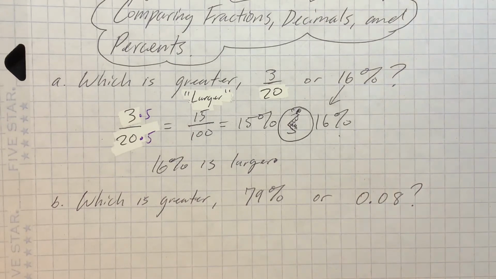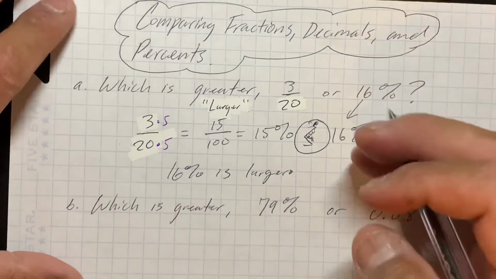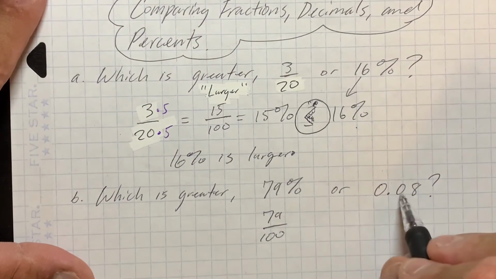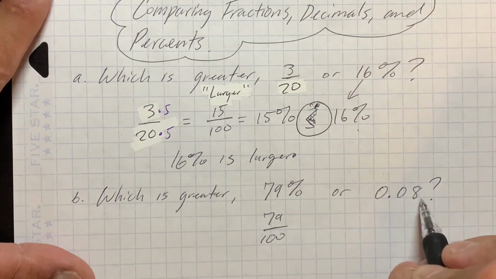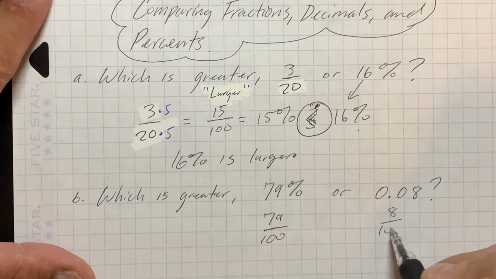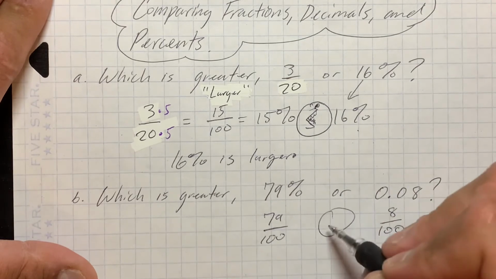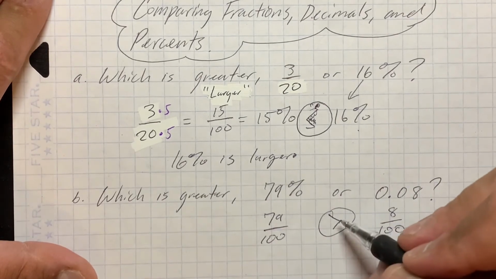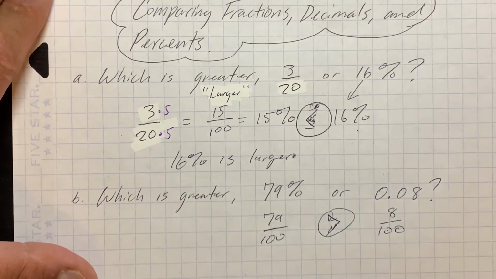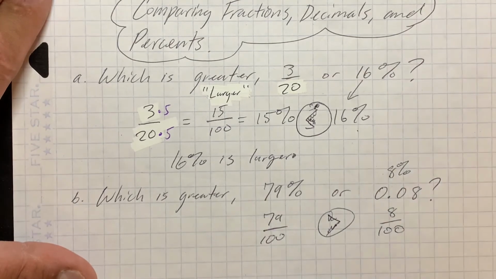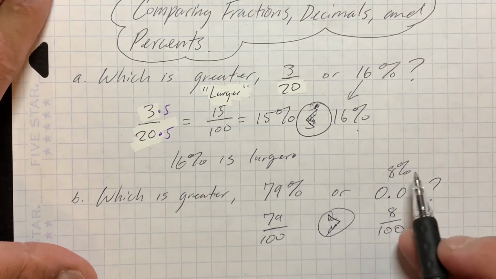Now, letter B, we want to know which is greater. You have 79% and then 8 hundredths. So 79% as a fraction would be 79 over 100. And then you have 0 tenths, but 8 hundredths. So which is greater, 79 over 100 or 8 over 100? Well, of course, 79 over 100 is greater. Again, the mouth opens up towards the larger number. This is 79%, and this would be 8%. Again, 79% is larger than 8%.